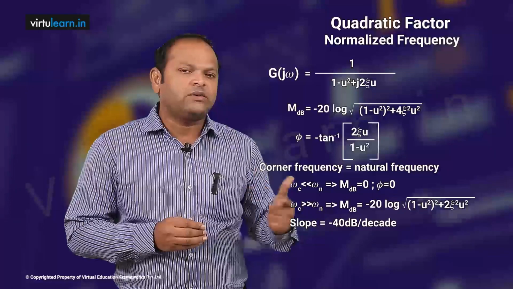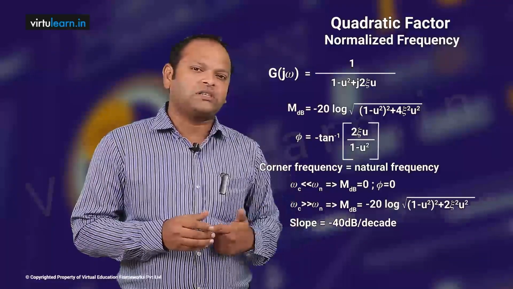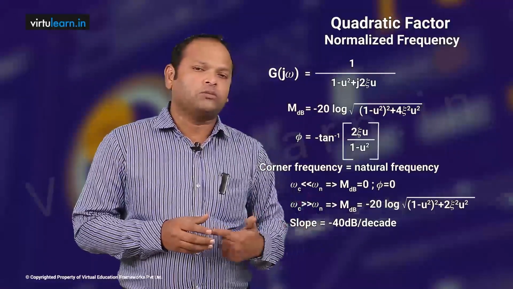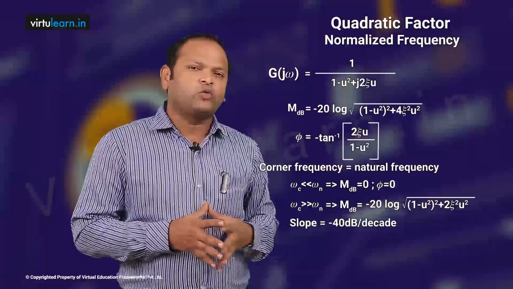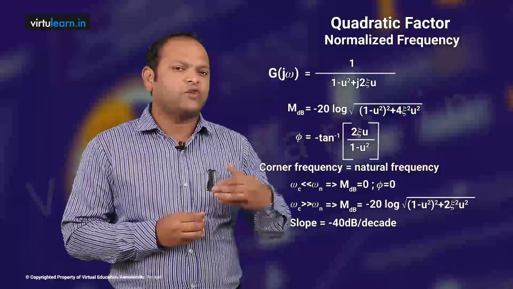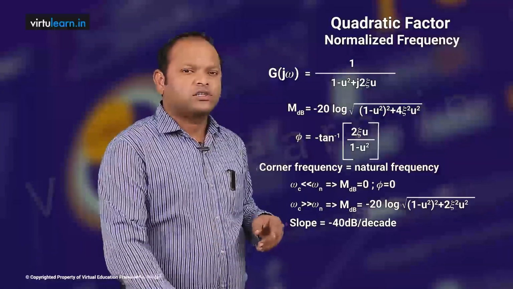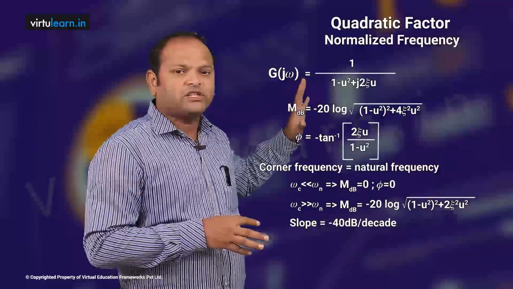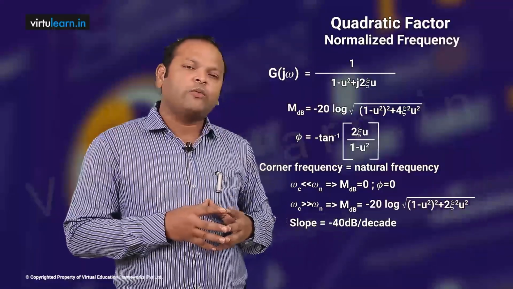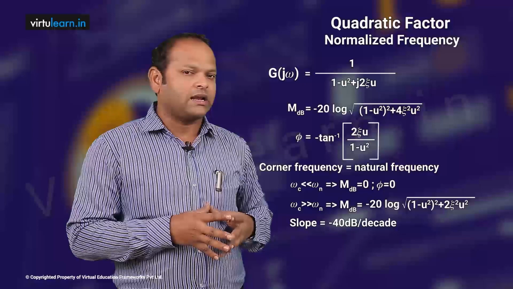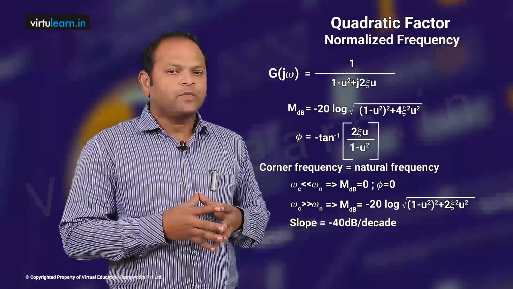So quadratic term means there are two time constants, or there are two poles. Those poles are not real poles, they are complex poles. Whenever you have two poles, then you will get minus 40 dB per decade, which is the slope. So once you have this slope, what are the phase angle expressions? Now you have to be very careful when you are writing the phase angle expression for the quadratic factor.